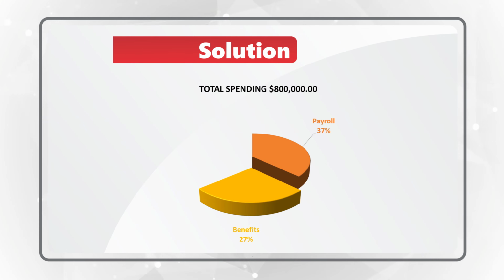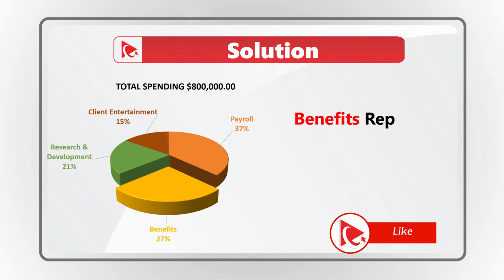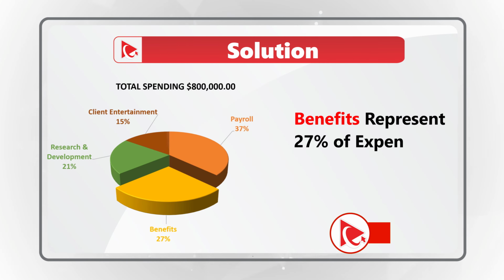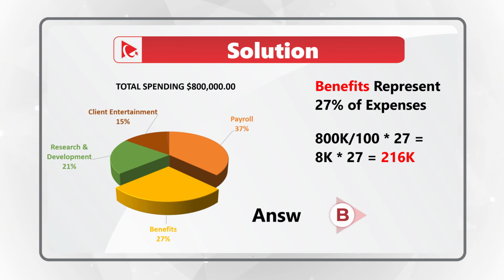First step to solve it is to look at the chart and identify the benefits segment. Benefits represent 27% of all expenses. To calculate the amount for benefits, we need to divide 800,000, which is total expense, by 100 and multiply by 27%, because benefits represent 27%, which would be equal 8,000 multiplied by 27, which would be equal to $216,000. So the correct choice here is choice B, $216,000.